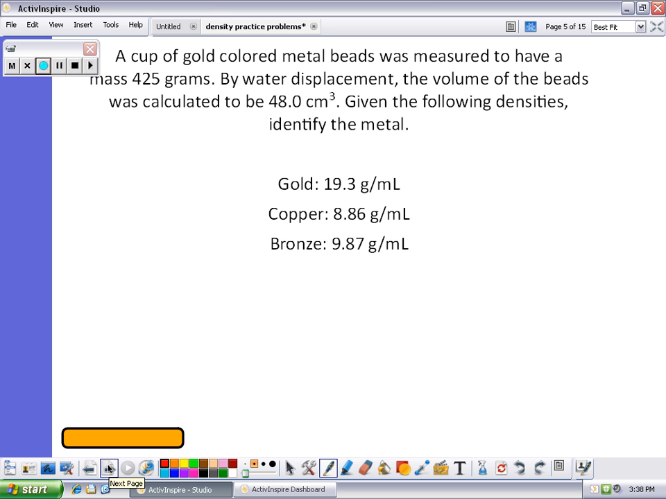Fourth problem. A cup of gold-colored metal beads was measured to have a mass of 425 grams. By water displacement, the volume of the beads was calculated to be 48 cubic centimeters. Given the following densities, identify the metal. So we need to find the density from the information above to know if it's gold, copper, or bronze. So they give us a mass of 425 grams and a volume of 48 cubic centimeters.